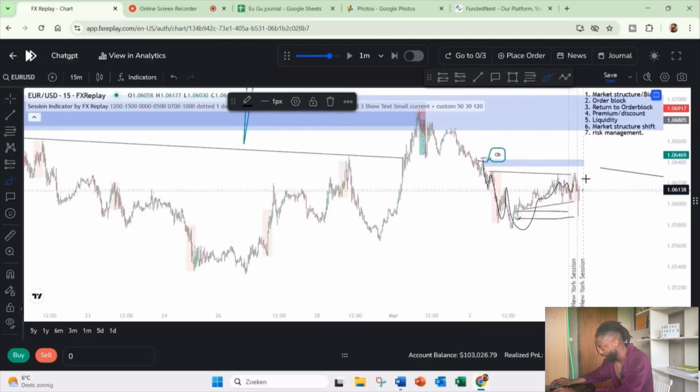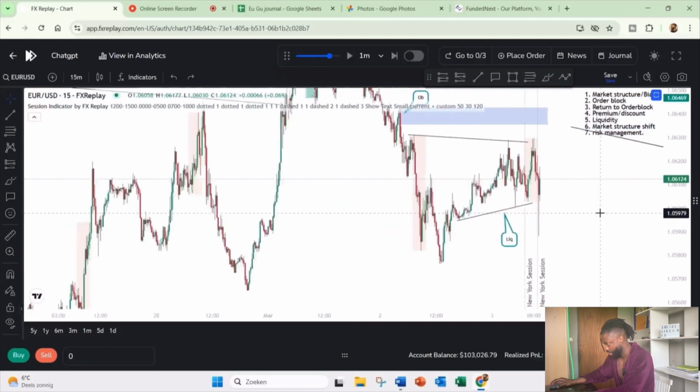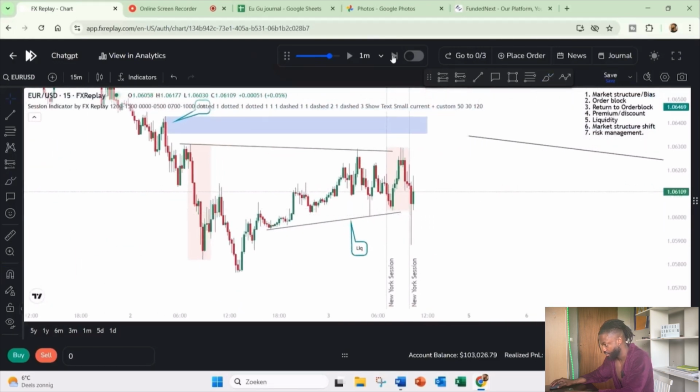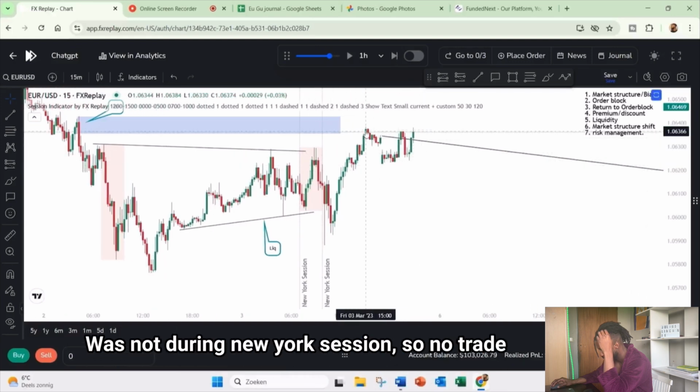Now price is bouncing. So I would like to see price sweep this liquidity to come back here and then go back lower. So yeah, just gonna wait it out. Let's see. And look at this. It went up here, went down. And I think if I would have gone down to a 5 minute, 3 minute, 1 minute, I would have had a 3R trade right here.